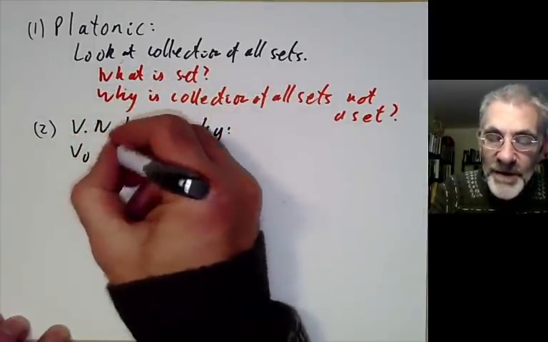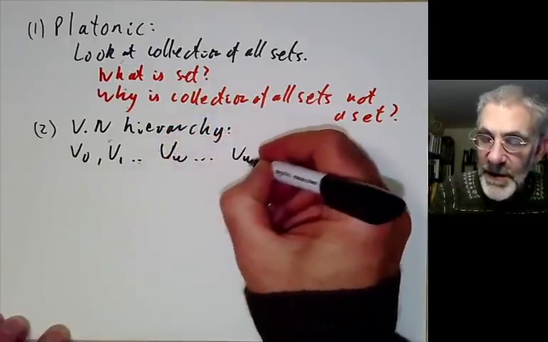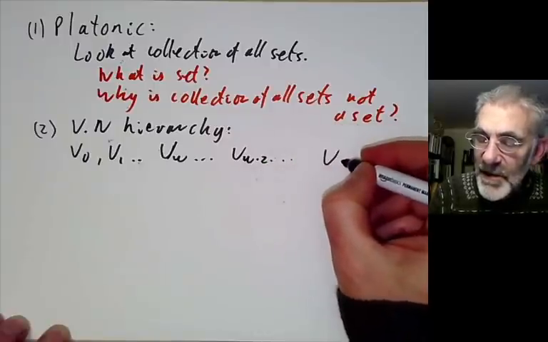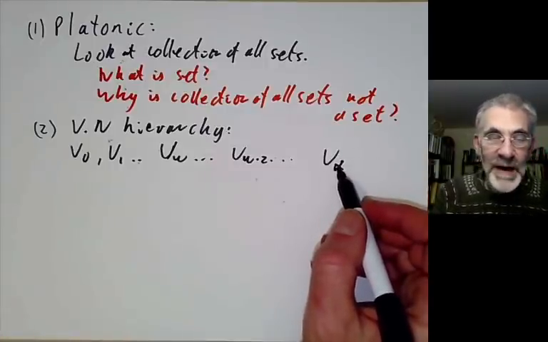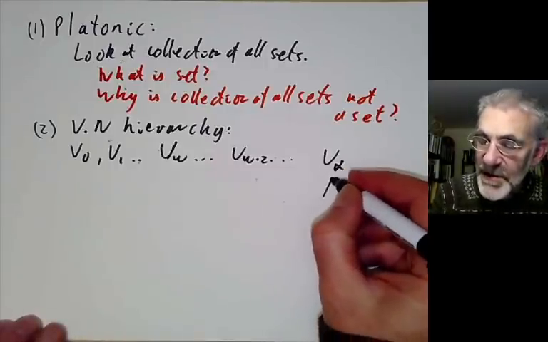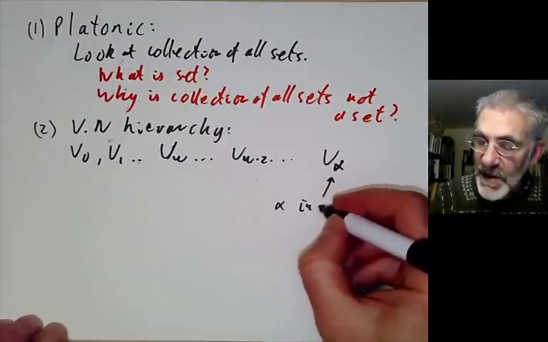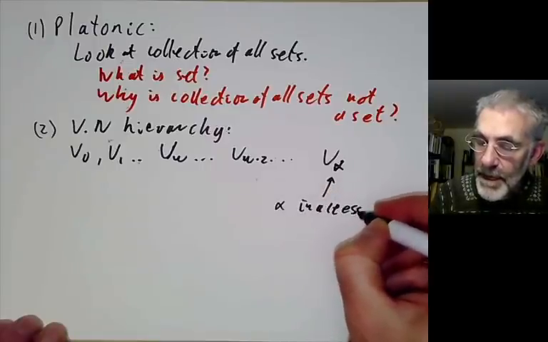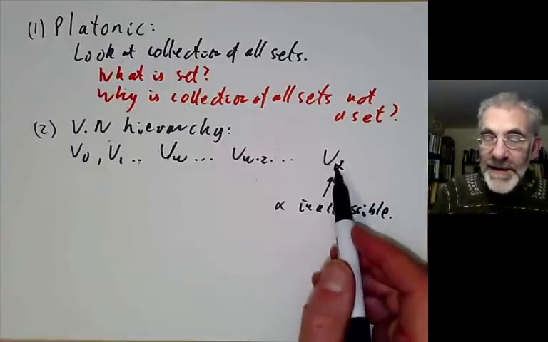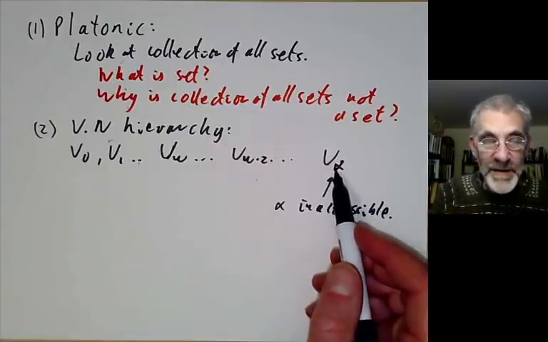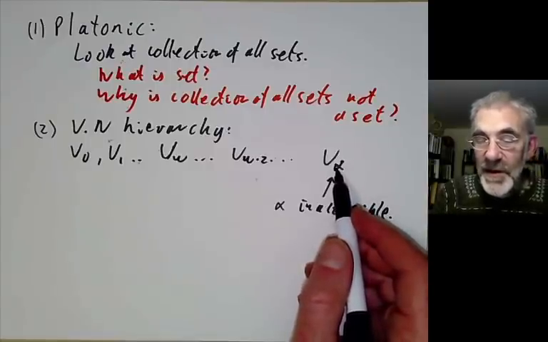So we have V0, V1, V omega, and so on, V omega plus 2. And we might imagine that if we go on long enough, then we can actually get to a V alpha that's a model of set theory. It turns out you can do this provided alpha is something called an inaccessible cardinal.